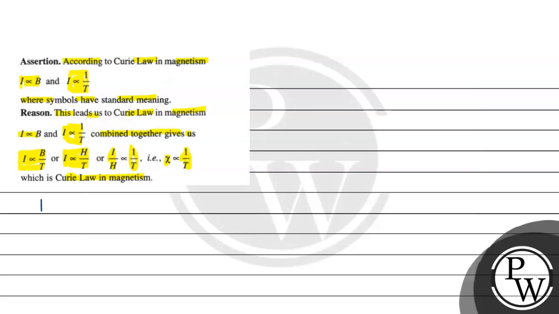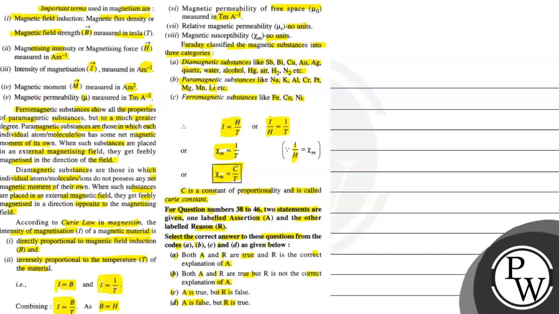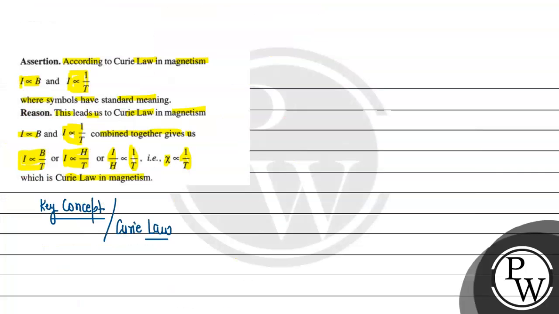The key concept which we are using is the Curie law of magnetism. If I just go back to the passage, then you can see here they describe the Curie law, and they say I is directly proportional to B and I is inversely proportional to temperature T. So according to this idea, the assertion is true.